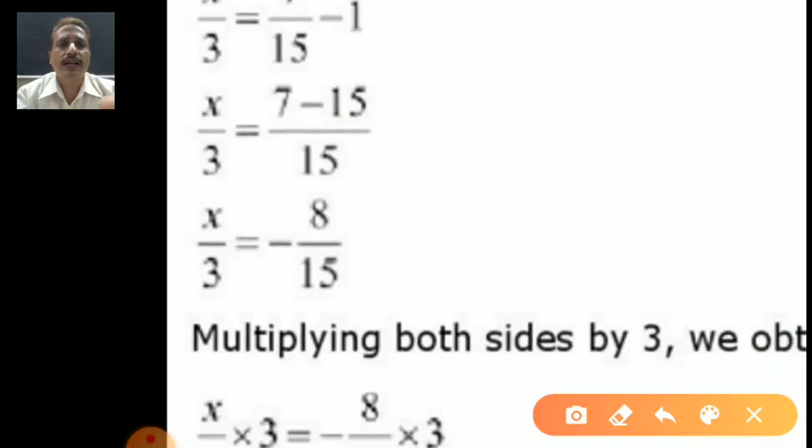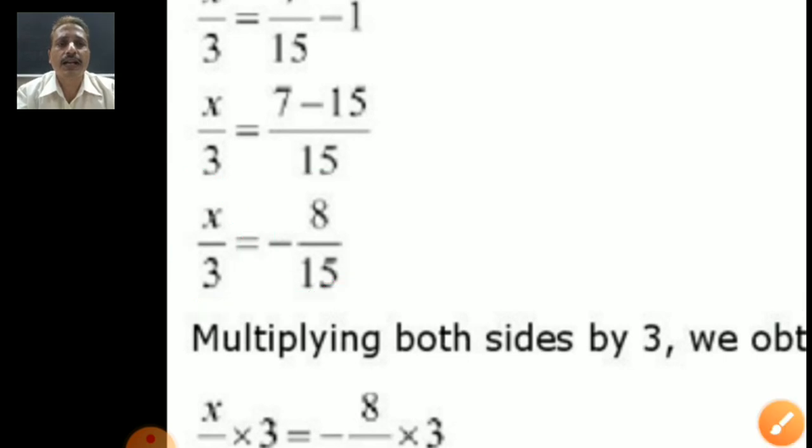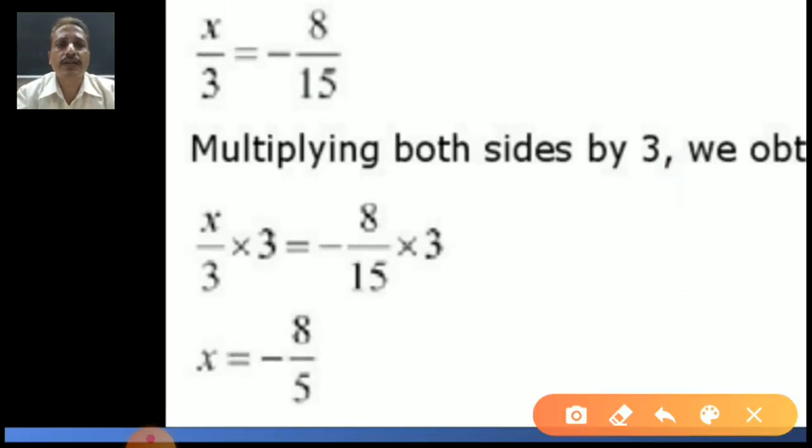So left side x upon 3, right side minus 8 upon 15. Now on both sides we can multiply with 3 and get the answer this way. Yes, 3 will cut. Left side only x is remaining. Right side, here 5 threes are 15 and 3 ones are 3. Answer is minus 8 upon 5.